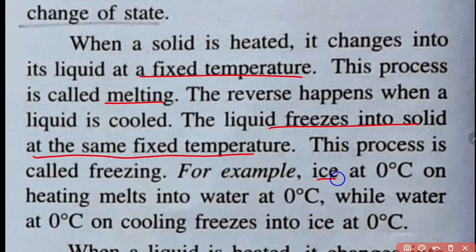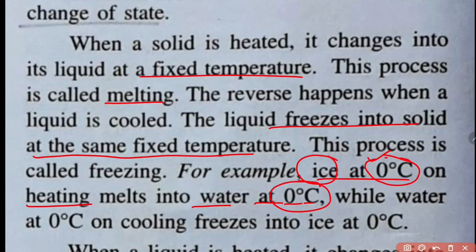For example, ice at 0 degree Celsius on heating melts to water at 0 degree Celsius. That means when we take ice at 0 degree Celsius and give heat to it, it will melt into water, which will also be at 0 degree Celsius. So here you can see the temperature did not change while the state was changing. If we reverse the process, water at 0 degree Celsius on cooling freezes into ice at 0 degree Celsius. So here also the temperature remained constant whenever the state was changing.